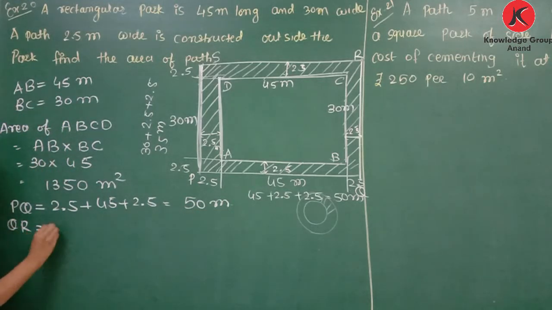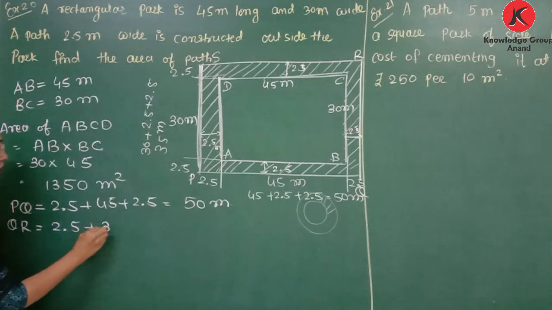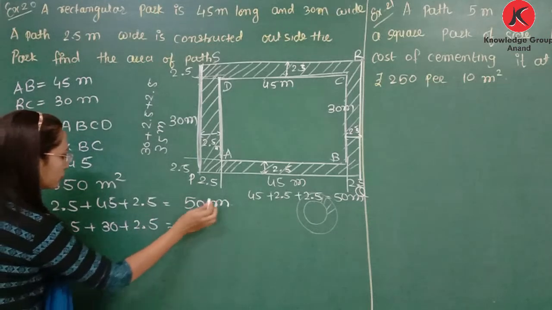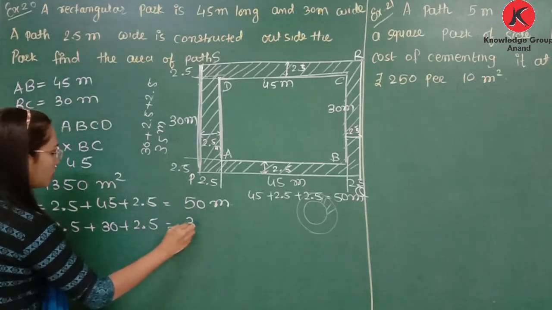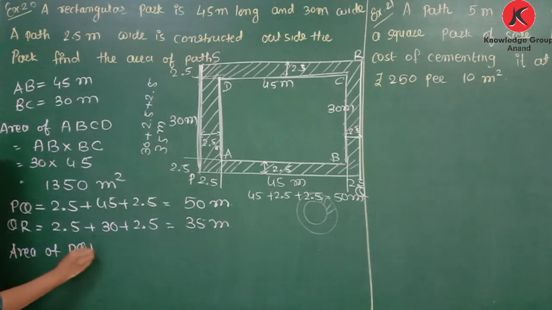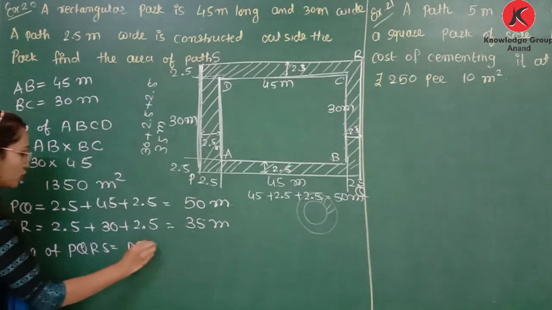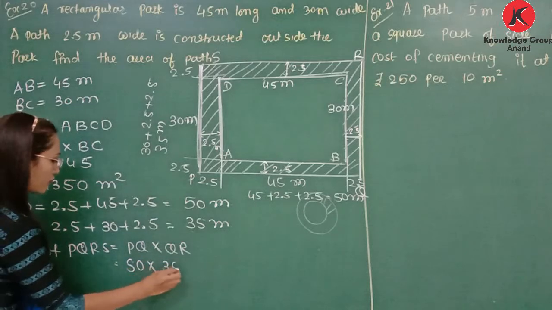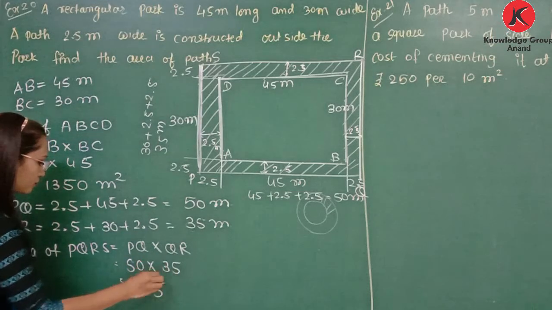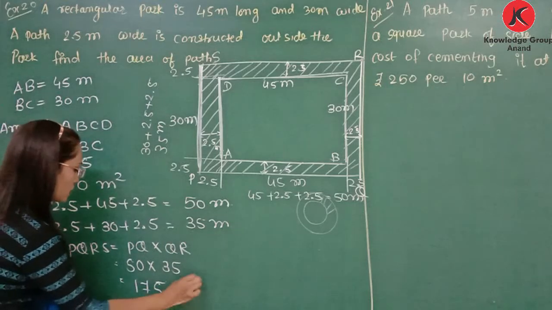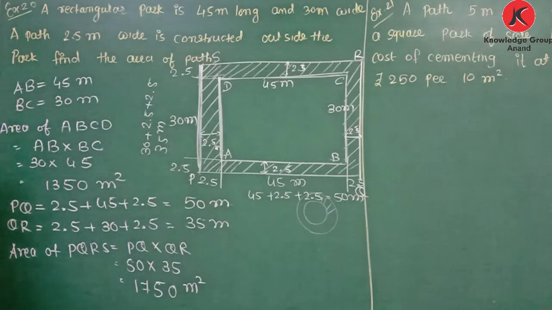QR, that is 2.5 plus 30 plus 2.5. So that is what? 35 meter. So area of PQRS is equal to PQ multiplied by QR. That is 50 multiplied by 35. So that is 1750 meters square.